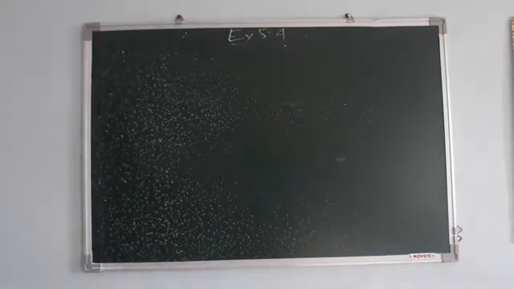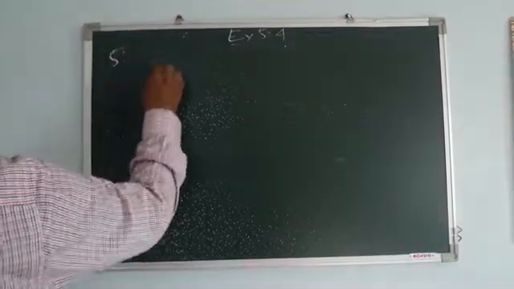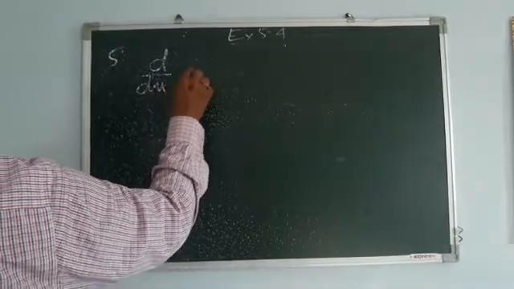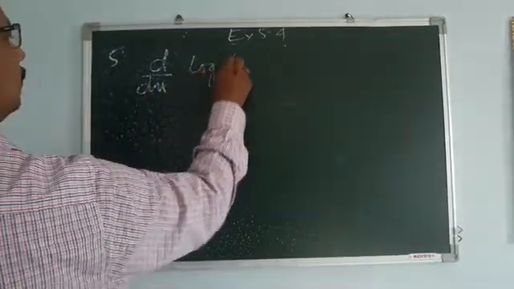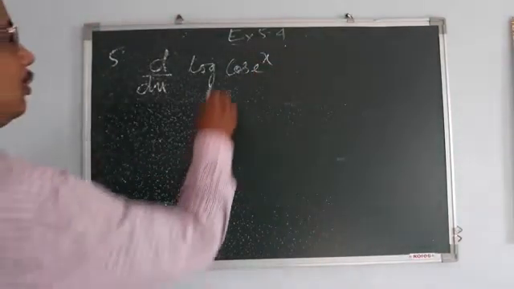Question number 5 is given as d/dx of log cos e to the power x. So again we will use the chain rule, log of this one.